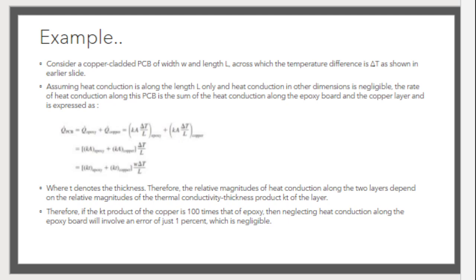Therefore, the relative magnitudes of heat conduction along the two layers depend on the relative magnitudes of the thermal conductivity-thickness product kt of the layer. Therefore, if the kt product of copper is 100 times that of epoxy, then neglecting heat conduction along the epoxy board will involve an error of just 1%, which is negligible.